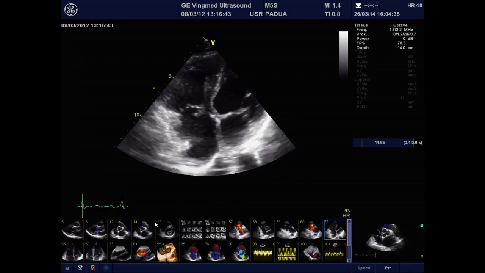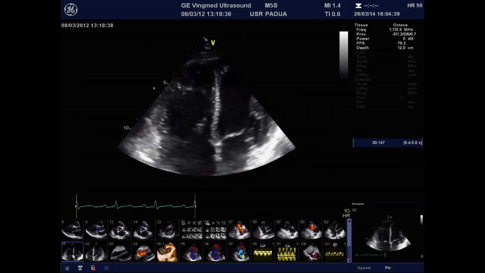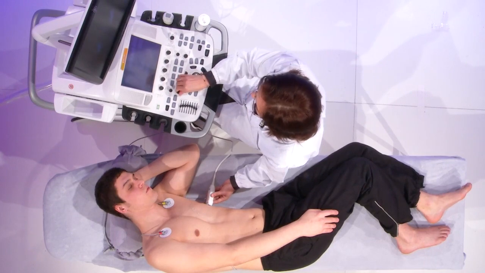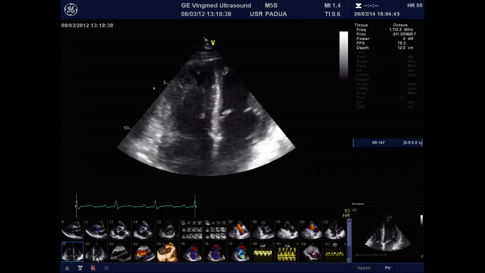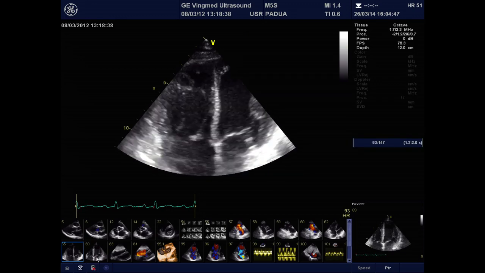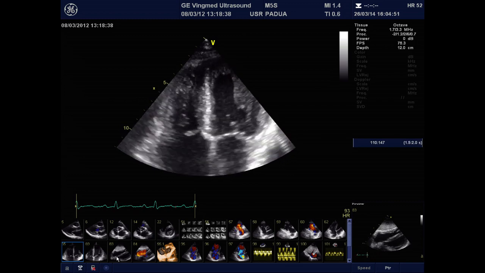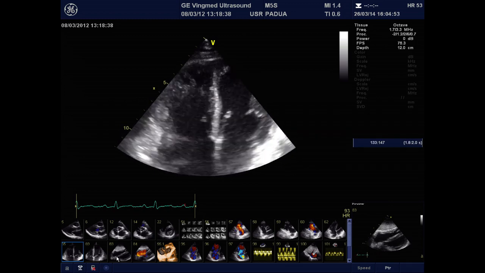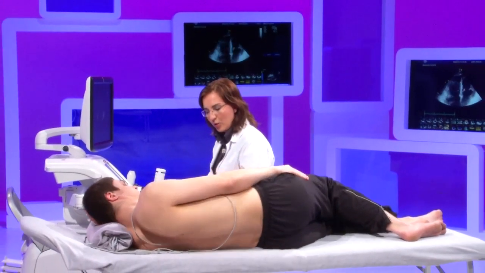We can adjust a little bit the position of the probe in order to have a better look at the tricuspid valve. Here again, however, not so much information. And remember, there is also the possibility to approach the patient from the subcostal view for assessing the morphology of the valve. So please stay on your back.